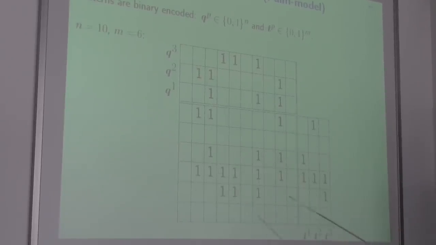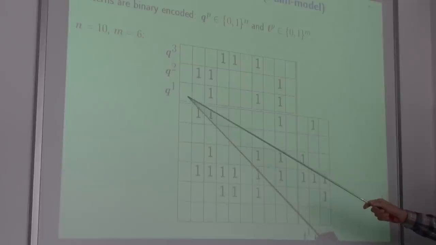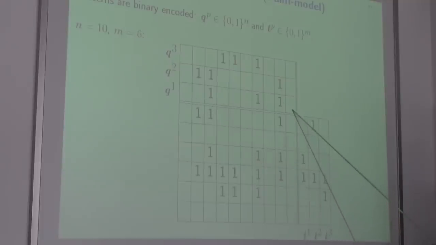Okay, and what did we do? We stored these three input-output pairs in this matrix. And now the question is, is it possible to recall these values from the matrix? Recall means, for example, I input vector number q1, and I want to get as an output my target vector t1. And now let's look what happens.